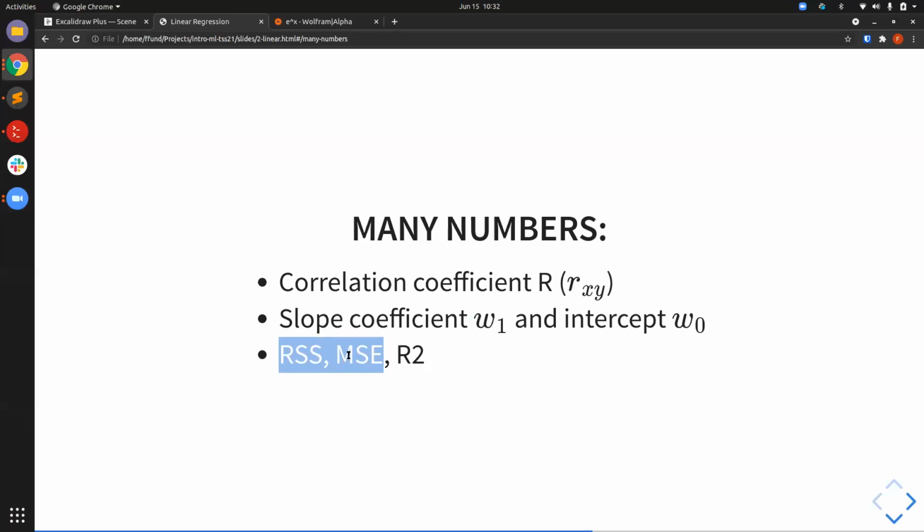Are the RSS and the mean squared error characteristic of the data only, or do they also depend on the model? And what do they tell us about the goodness of the model? Okay, take a couple more seconds to answer.